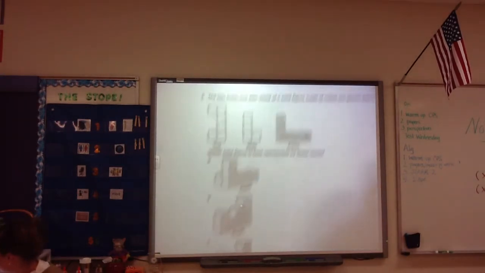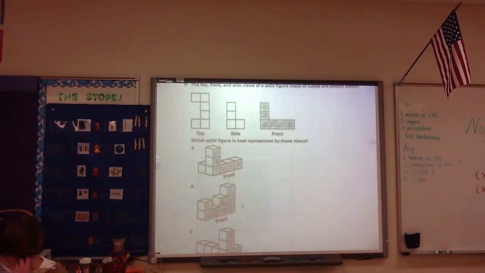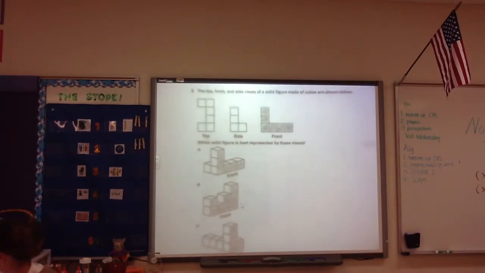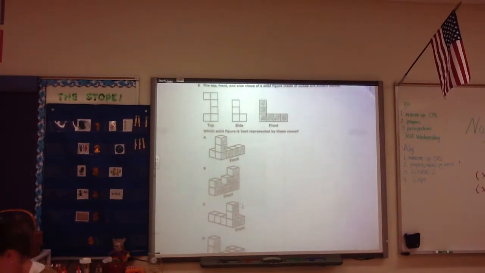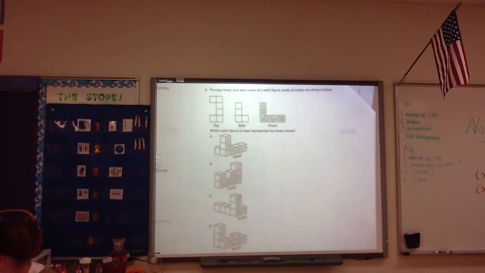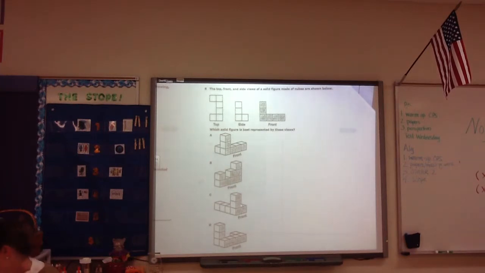Alright, now we're going to do some perspective problems, and you guys are rock stars at these, which is awesome. It says the top, front, and side views of a solid figure made of cubes are shown below. Which solid figure is best represented by these views?